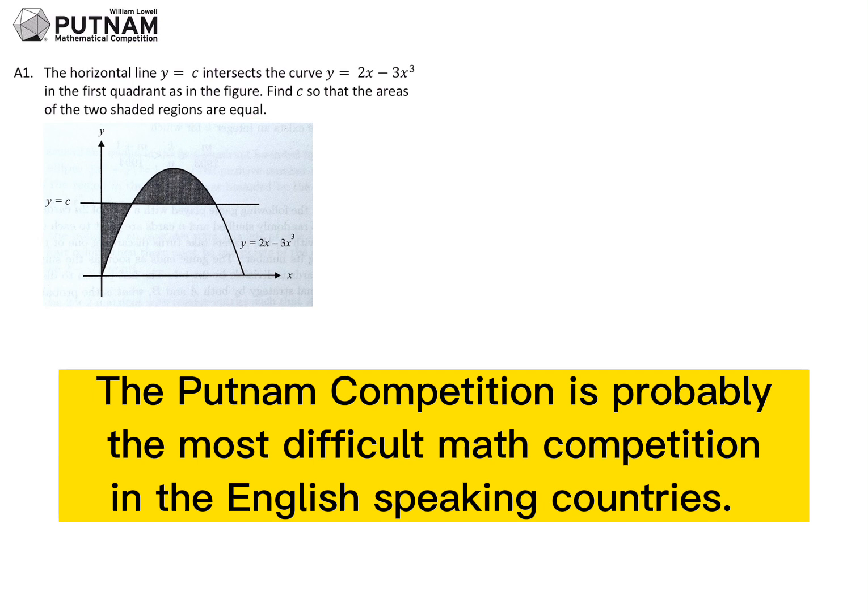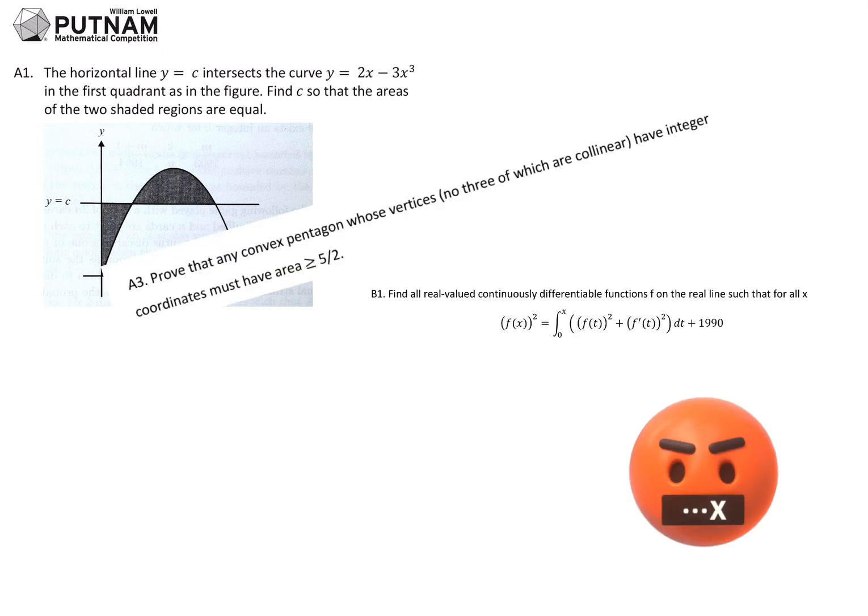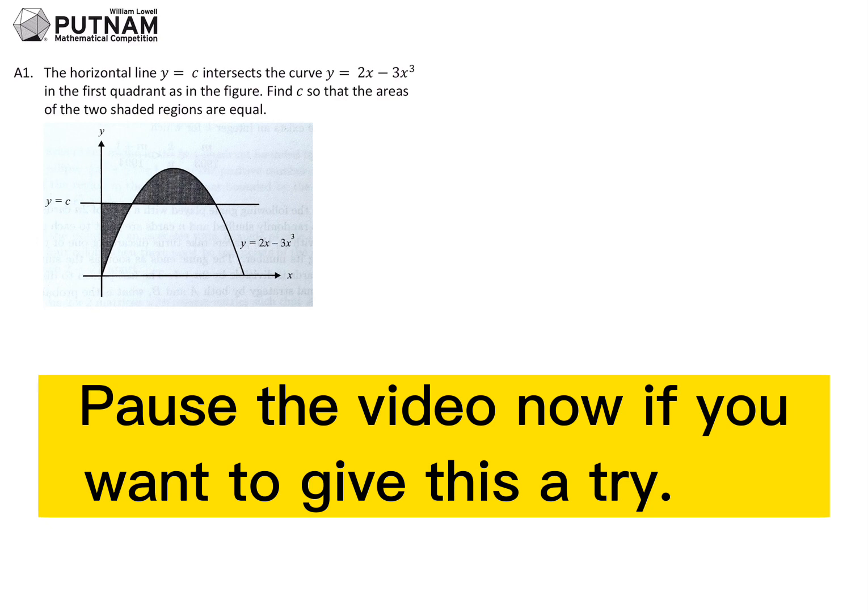Many of you may not have heard of the Putnam Mathematical Competition. It is probably the most difficult mathematical competition in the English-speaking world. Most of the questions are insanely difficult. However, the first question in the morning session is usually relatively easy. Here is one of them. You can pause the video now if you want to try it before seeing the full solution.